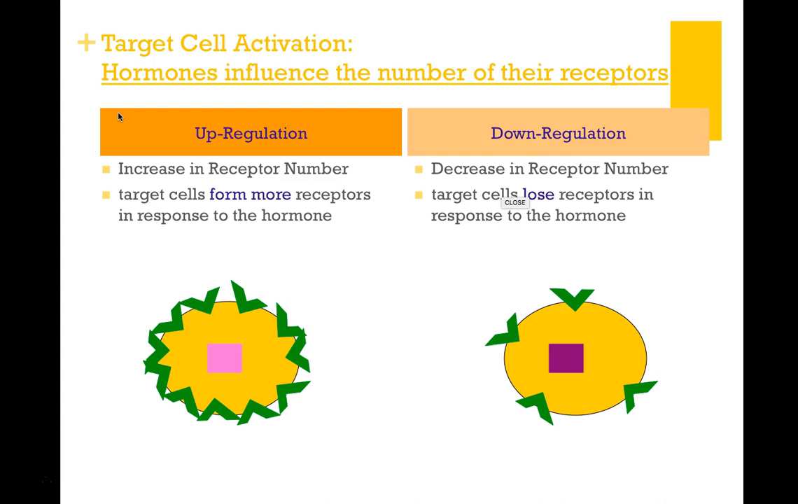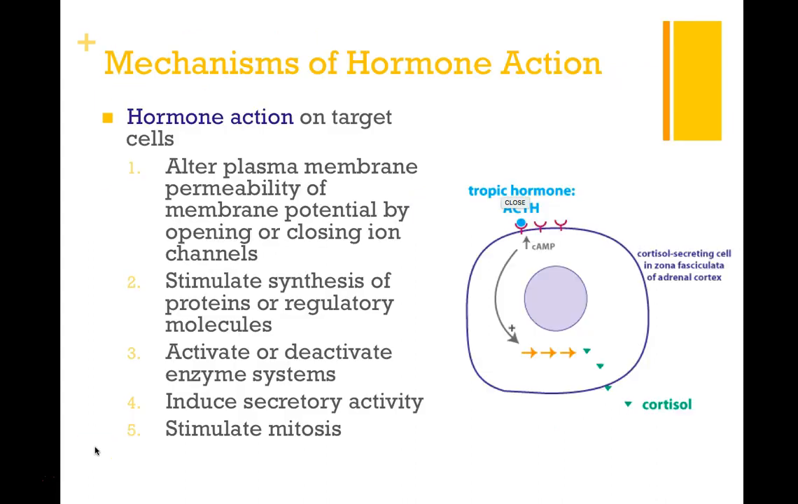Now let's talk about mechanisms of hormone action. Through hormone action on our target cells, we will be able to do the following. We can alter the plasma membrane permeability or membrane potential by opening and closing ion channels. We can stimulate synthesis of proteins or regulatory molecules. We can activate or deactivate enzyme systems. We can induce secretory activity and/or stimulate mitosis. We're going to take a look at some examples of these as we discuss the endocrine system further.